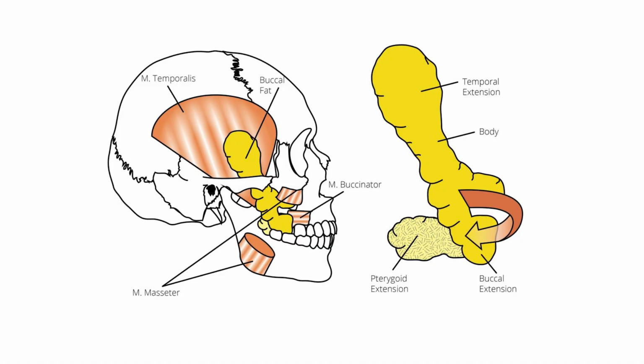If we talk about the buccal fat pad, it is present in the masticatory space and is in close relation with three important structures: the muscles of mastication, the parotid duct, and the facial nerve branches. It is present between the anterior border of the masseter muscle and the lateral border of the buccinator muscle, usually deep to the buccinator muscle. It has a main body and four extensions: the pterygoid extension, pterygopalatine extension, temporal extension, and buccal extension.